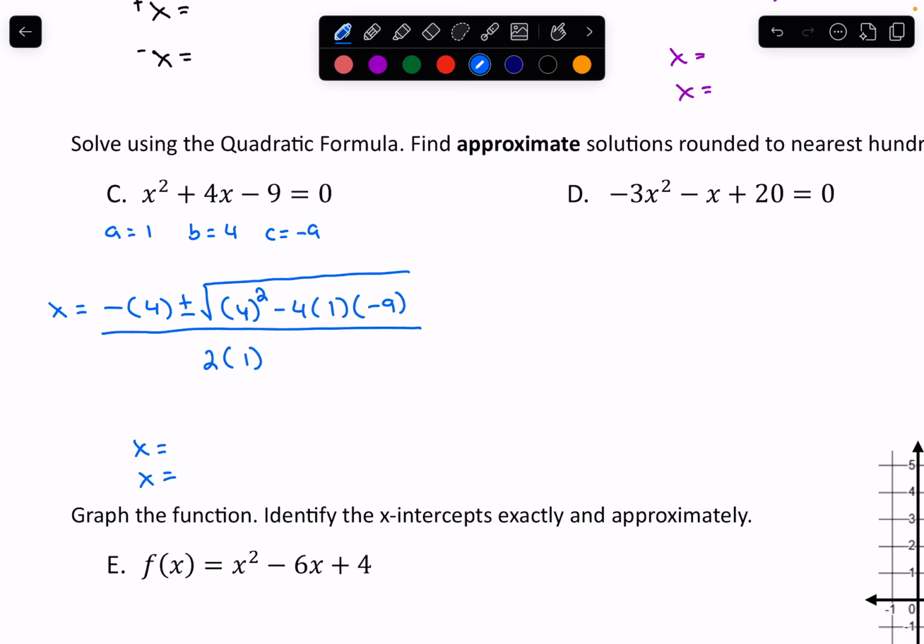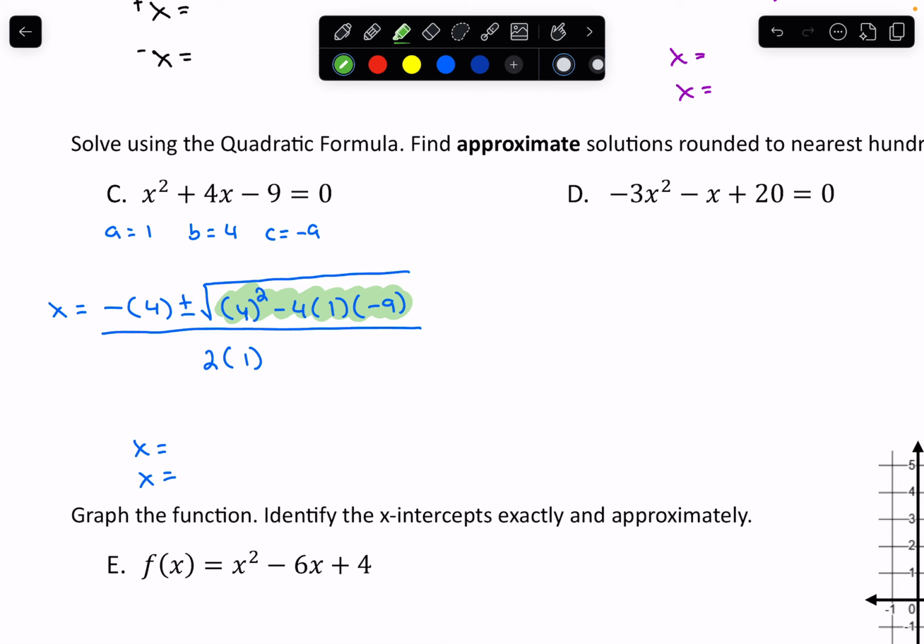Every once in a while, you'll actually get the same number twice. That does happen. Sometimes if this part of the equation happens to be 0, then it doesn't matter if you add it or subtract it. You get the same answer.